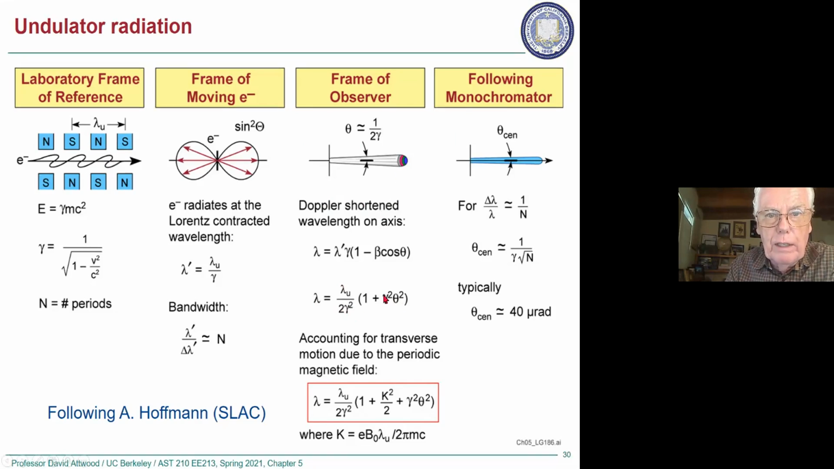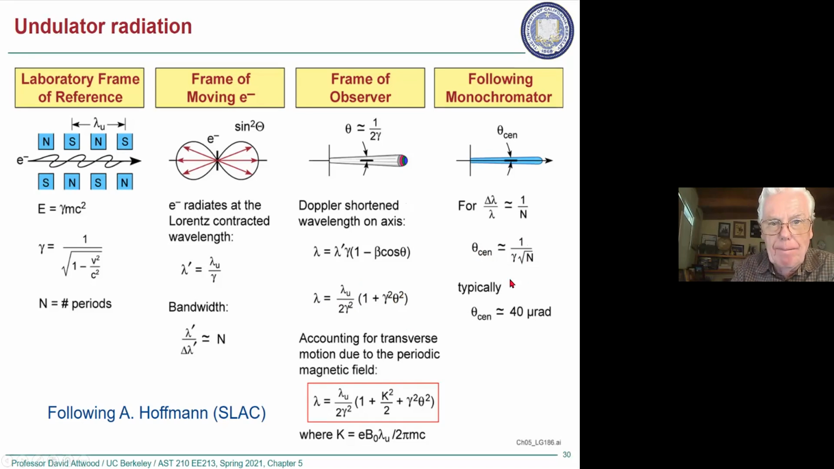And we use this relationship also to show, we wrote it twice, once directly on axis and once for some small angle off axis. We wrote it once with the theta, and we call this λ plus Δλ, and one on axis. And we combined those and found that there was a central radiation cone of 1 over gamma square root of N, where N was the number of periods.